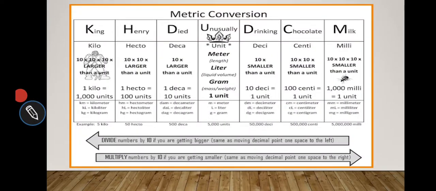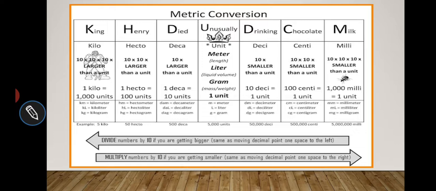Next. This is about metric conversion. This is a very important concept. To remember this, we have to remember a trick, that is a poem. The poem is about King Henry, who died because of unusual drinking of chocolate milk.